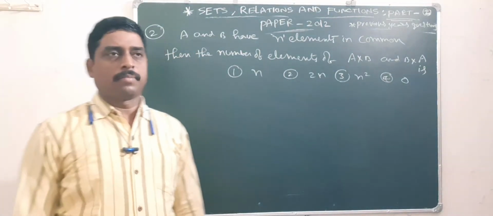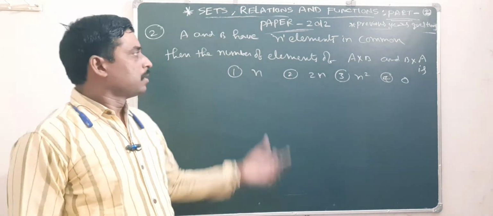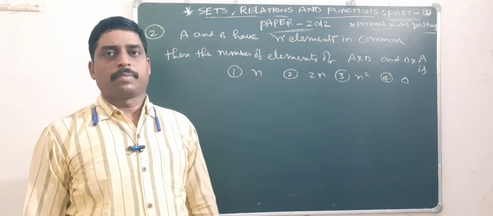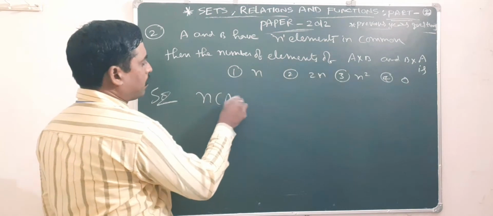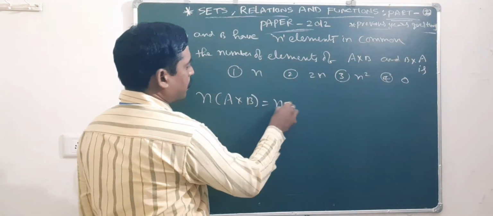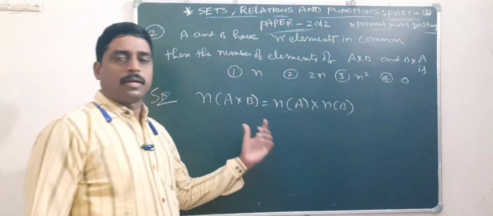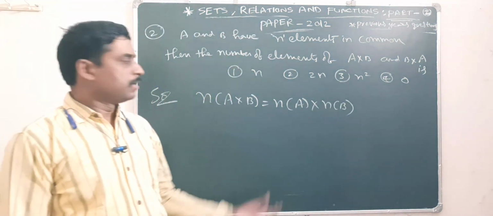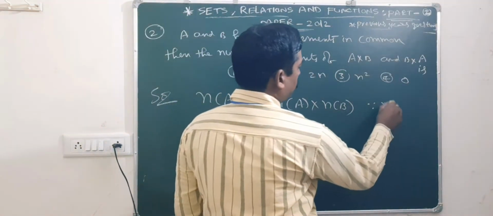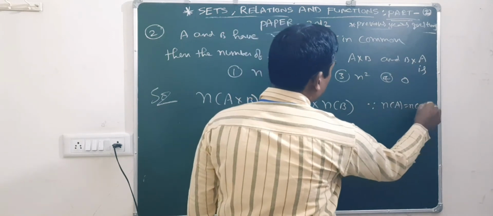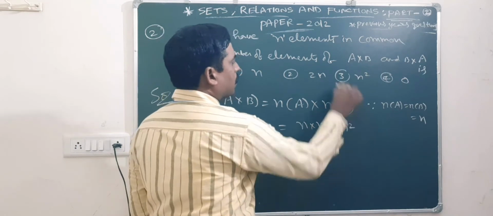So let us go to question number 2 in 2012. A and B have n elements in common. Then find the number of elements in A cross B and B cross A. So our target is the number of elements in A cross B. One formula is there: n of A into n of B, where A cross B is the Cartesian product of A and B. But in this statement, given n of A is equal to n of B is equal to n. So the answer is n into n is equal to n square. Option 3 is correct.